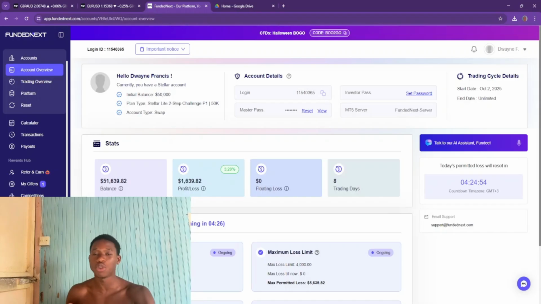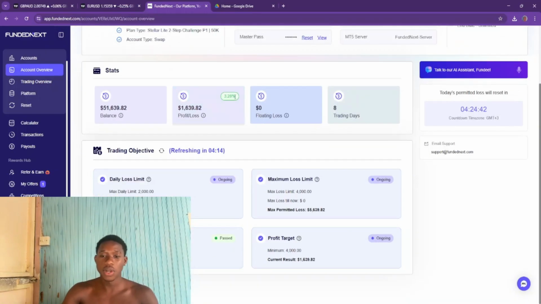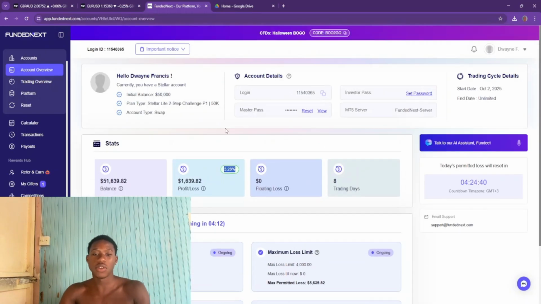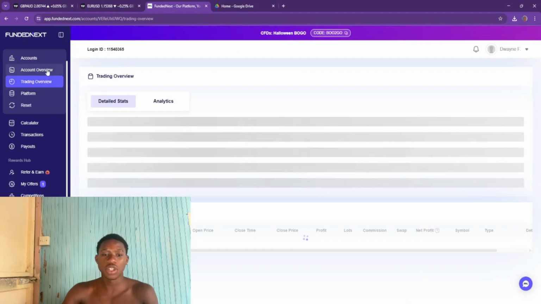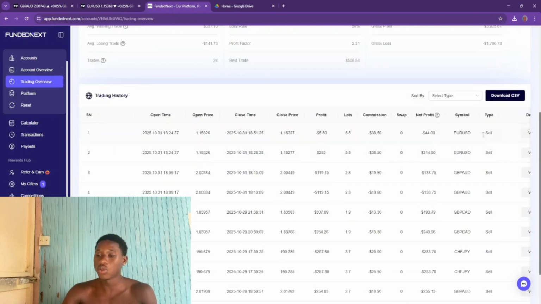I left my job to trade Forex. Today we had one win and one loss, and we're going to get into the trade breakdown, why I take the trade. As you can see, we're up 3.28% on the 50k account. We have to reach 8% for us to pass the account. Let's go to the trading overview so you can see the two trades I took.